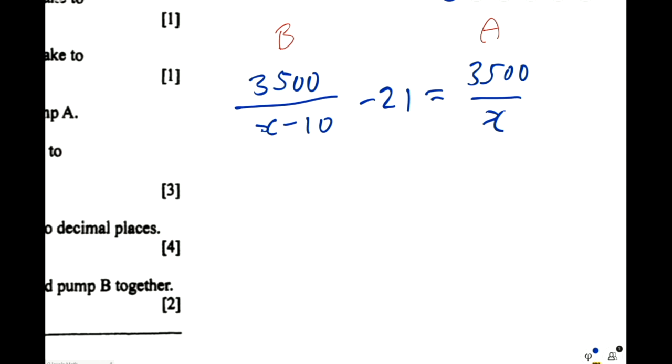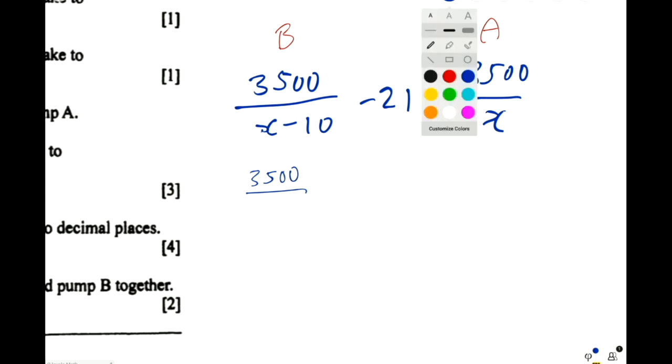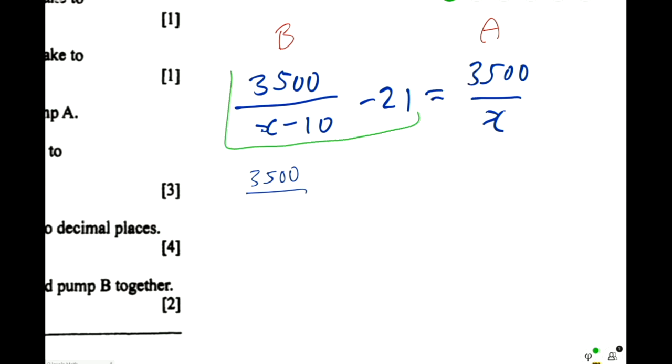What I will do is I will rearrange them. I will put everything to the left hand side. Yeah. So I get 3500. No, sorry, I won't put on the left hand side. I will combine first. Change of plan, right? We combine these two first.